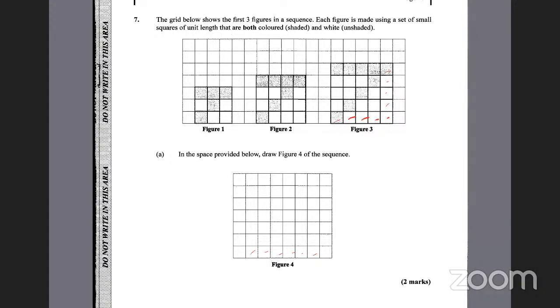Right. So we want the figure going up, right? What we have to do, the grid below, 3 figures. Each figure is made up of small squares of unit length that are both colored and shaded white. Some shaded and some not shaded. All right. So 1, 2, 3, 4, 5, 6. So I will try to circle the ones that have to get shaded. Right. So we shade in here, here, here, here, here, and here.